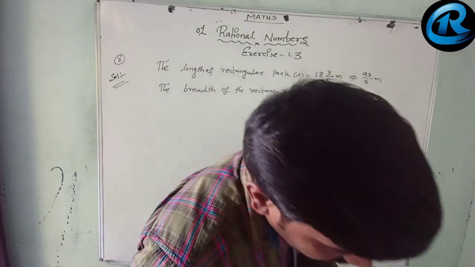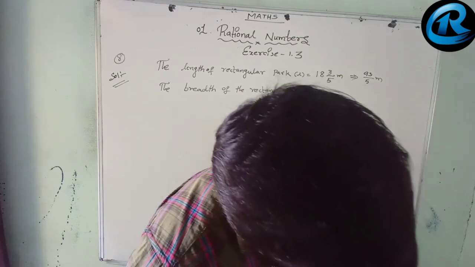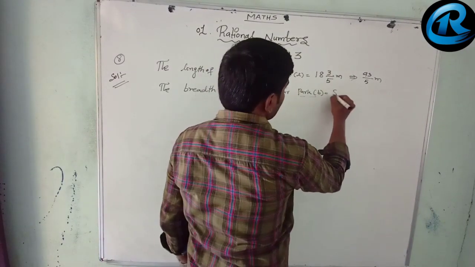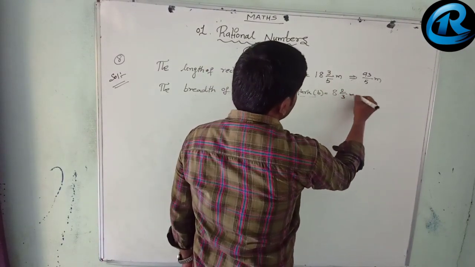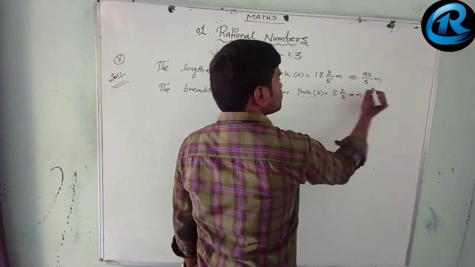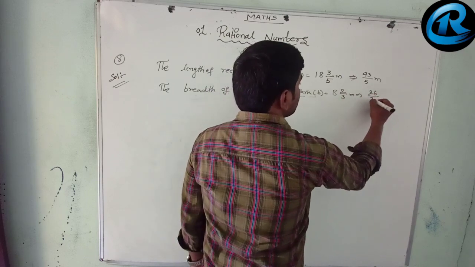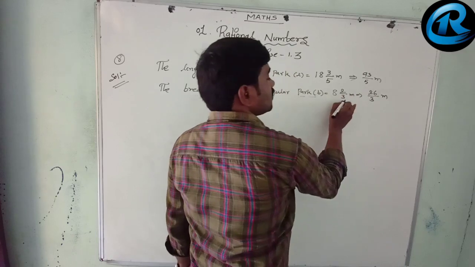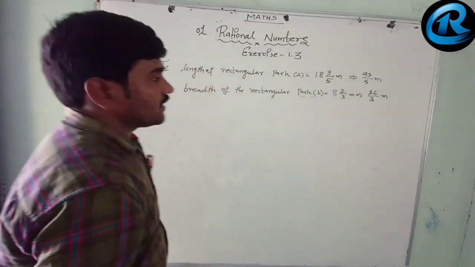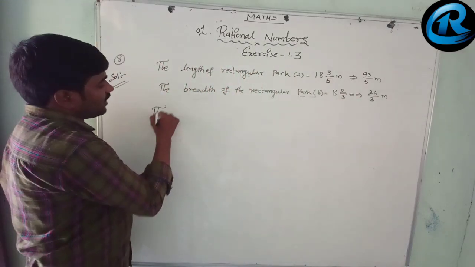And breadth, let me take carefully, that 8 whole 2 by 3 meters. That equals 8 3s are 24 plus 2, 26 by 3 meters. Now the area of the rectangle we have to find.